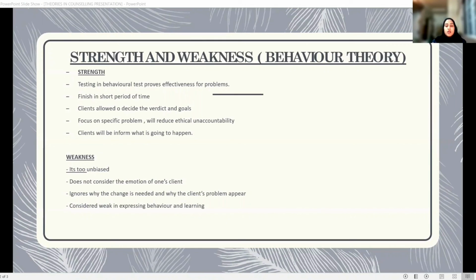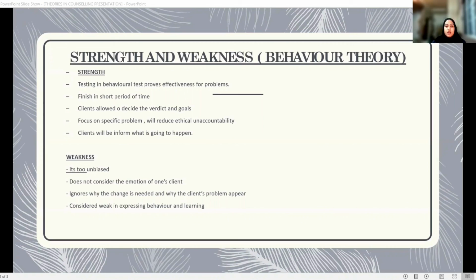This behavior theory also focuses on specific problems, so it will reduce ethical unaccountability. When the theory is focused on the specific problems, why the problem occurs and the reason why the client comes to us, it will reduce ethical unaccountability. So there will be no ethical dilemma during the therapy. Besides, clients will be informed what is going to happen. They will know and be educated about what is going to happen and how it will be done. And I will continue with the weaknesses of this theory.